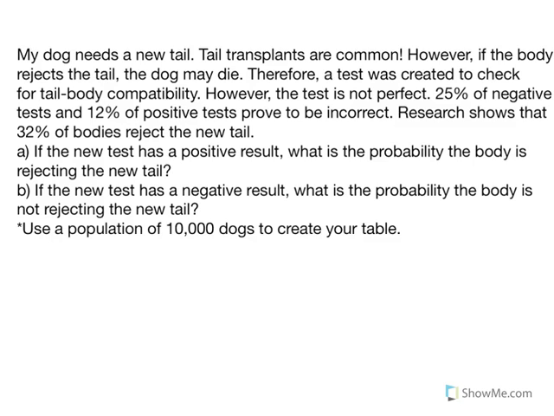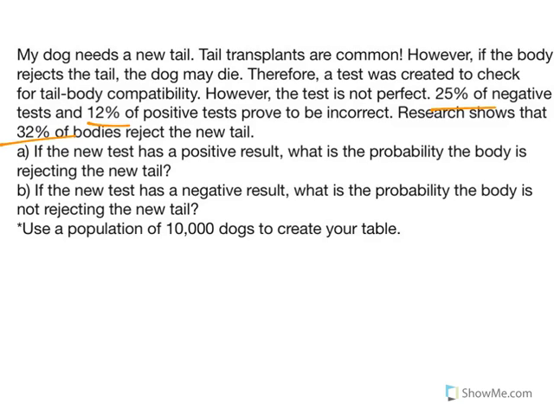We're going to do two questions with this. One, if the new test is positive, what is the probability the body is rejecting the new tail? And B, if the new test is negative, what is the probability the body is not rejecting the new tail? To create our table, we will use a population of 10,000 dogs. So our first step is to use all of these percentages to create our table.